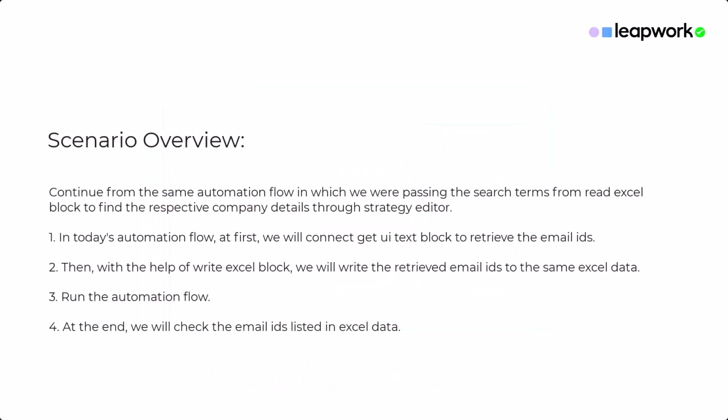Before we proceed, let's understand the scenario overview. We will continue from the same automation flow in which we were passing the search terms from Read Excel block to find the respective company details through Strategy Editor. Remember, the search terms were basically the last names in the demo desktop application. In today's automation flow, at first we will connect Get UI Text block that will retrieve the email IDs corresponding to each search term. Then, with the help of Write Excel block, we will write the retrieved email IDs to the same Excel data corresponding to each search term. Then, we will run the automation flow to check the execution. At the end, we will check the email IDs listed in Excel data.